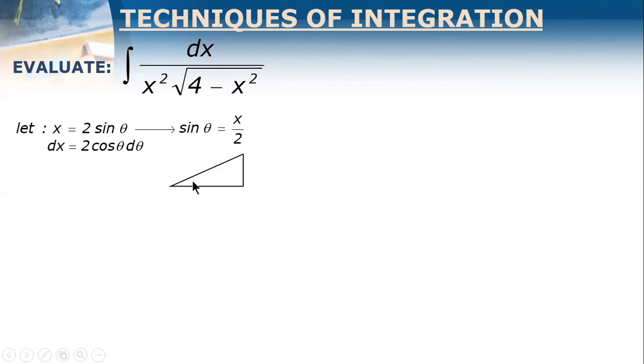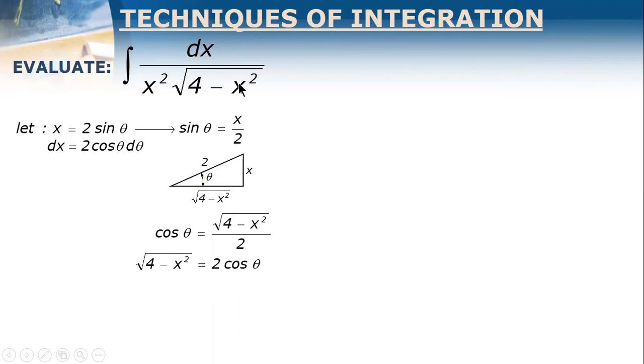From trigonometry, if this is our theta, then sine is opposite over hypotenuse. So opposite is x and hypotenuse is 2. So the adjacent side is square root of 2 squared minus x squared, or square root of 4 minus x squared. So to get cosine theta, cosine theta is square root of 4 minus x squared over 2, adjacent over hypotenuse. So to cross multiply, square root of 4 minus x squared is simply 2 cosine theta.